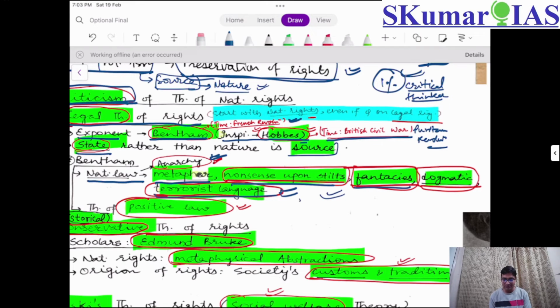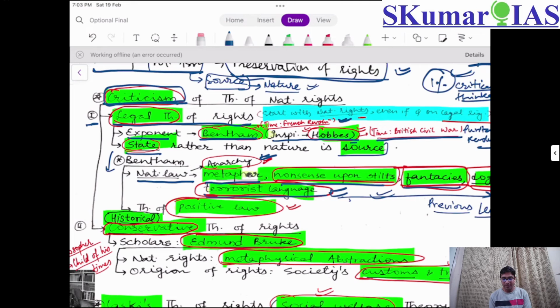If you do not understand these things, please do watch the previous lectures, my dear friends. We already explained these things, and if you still do not understand, please do ask in the comment box. I will personally answer them. Bentham says natural laws lead to anarchy, they are just metaphor, nonsense upon stilts, fantasies, dogmatic, terrorist language. And that's why he gives the theory of positive law, which is the laws given by the state.